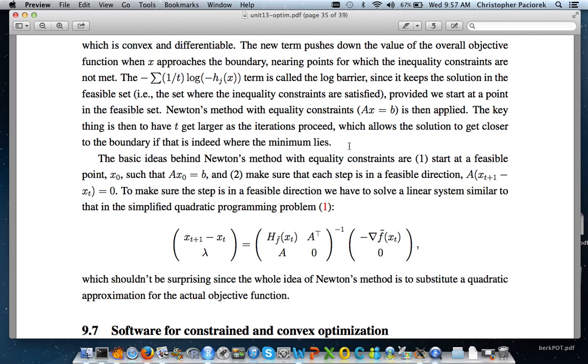What I get is this: Hf of xt, A transpose, A, 0. So I have a new matrix with blocks in it. This is delta, this is lambda, and this is minus the gradient of f of xt, and this is 0. Okay, so again, this is a system of equations that I can solve by decomposing this matrix, the usual thing that we've seen before.